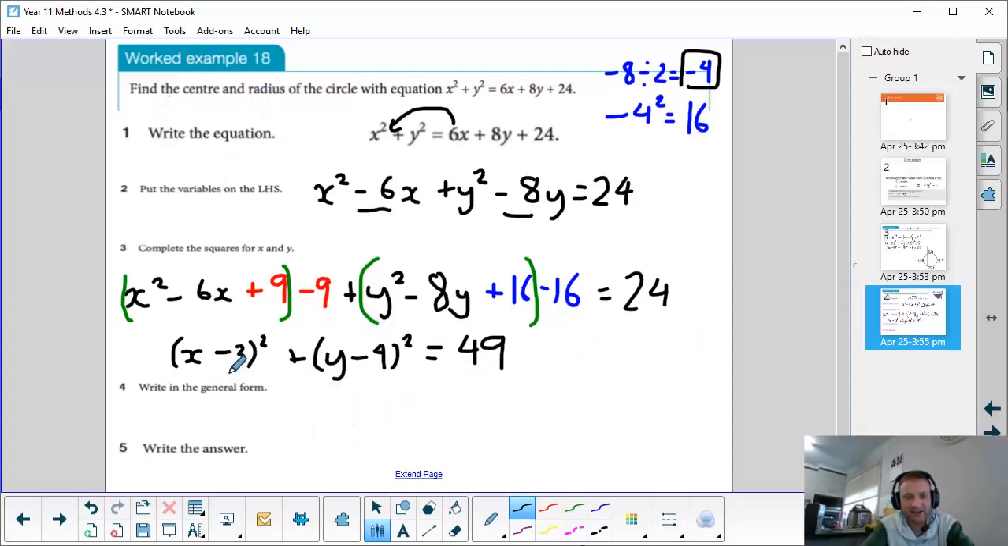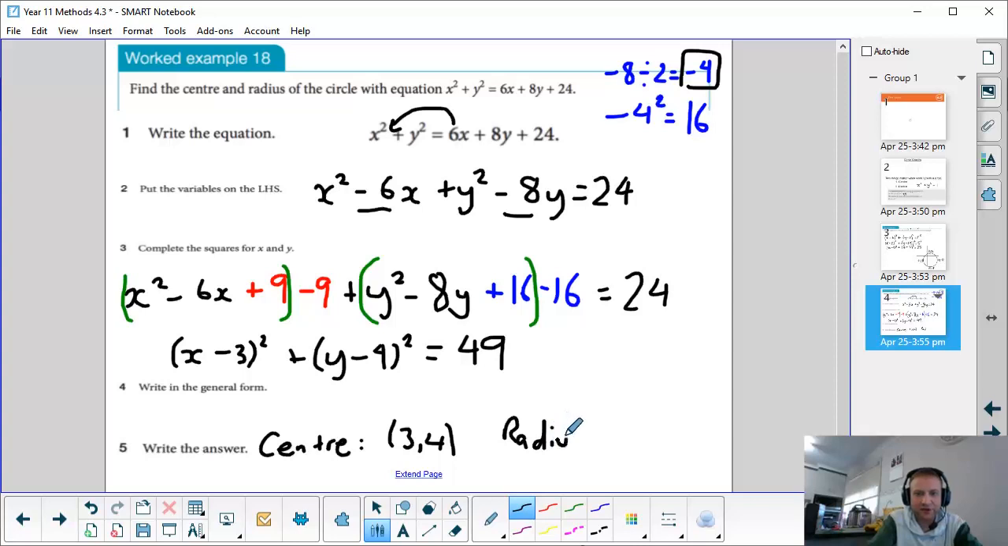Okay, so the center has been defined by this minus 3, this minus 4. All of our translations work backwards for circles, so that means it moved positive 3 side to side, and it moved positive 4 up and down. So the center of this circle has the coordinate 3, 4. And the radius is on the other side.